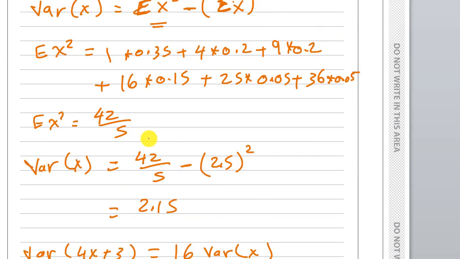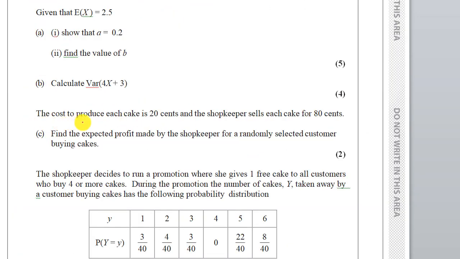Let us go ahead to another part. Now the cost to produce each cake is 20 cents. And the shopkeeper sells each cake for 80 cents. So the profit is 80 minus 20 equal to 60 per one cake. So find the expected profit made by the shopkeeper for a randomly selected customer buying cakes.